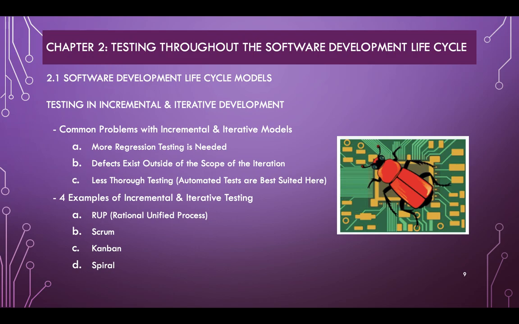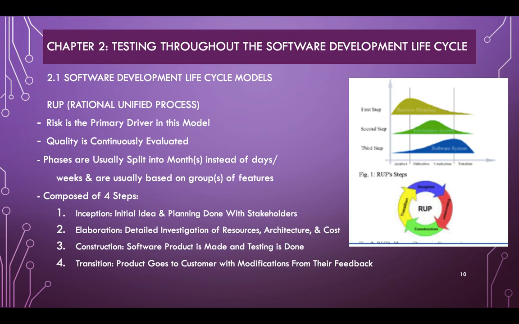Four examples of incremental and iterative testing are the Rational Unified Process, RUP, Scrum, Kanban, and Spiral. RUP, the Rational Unified Process. The risk is the primary driver in this model. Quality is continuously evaluated. The phases are usually split into months instead of days or weeks, and are usually based on groups of features. The time frame is the most significant difference between RUP and the other models.